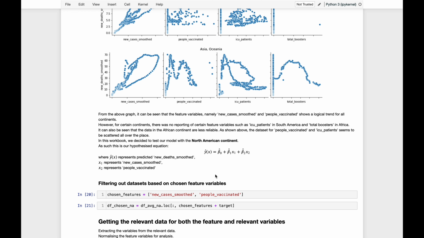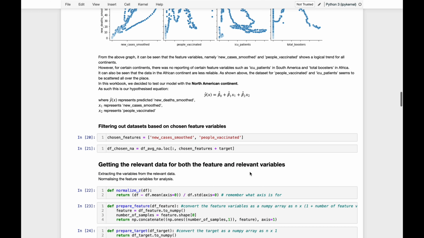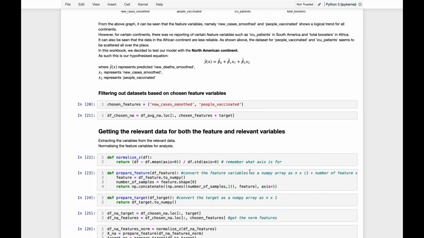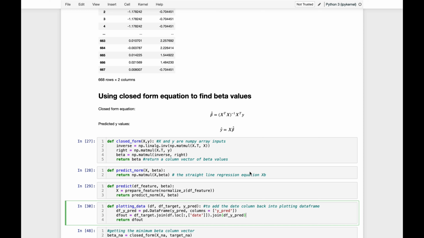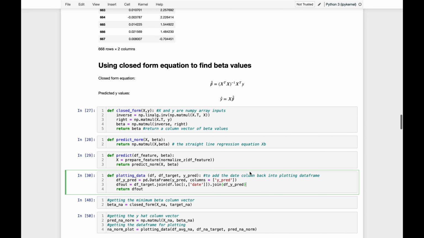The first one being new cases, and the second one being people vaccinated. So with the newly chosen feature variables, we needed to prepare the data for normalization and also getting the beta values as well. So from here, we decided to use the closed form equation to find the minimum beta values.